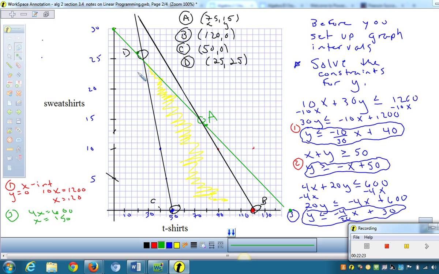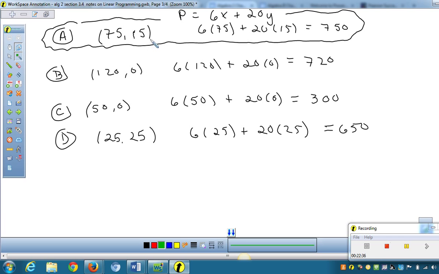All right, so I did go back and my green line was slightly off, so I did make it so we can see the intersection at 75, 15. Then we go and plug our corner points or our vertices into our objective function.